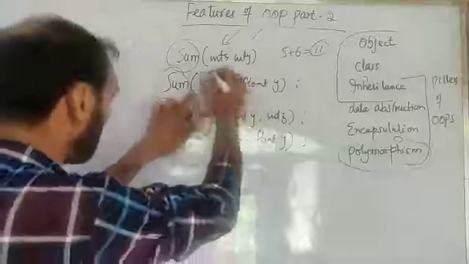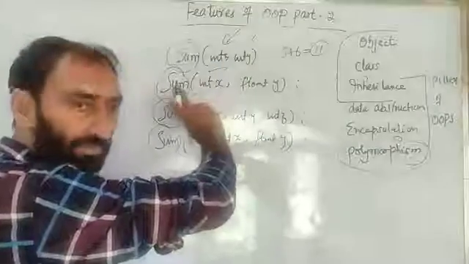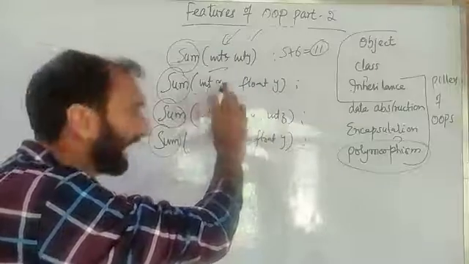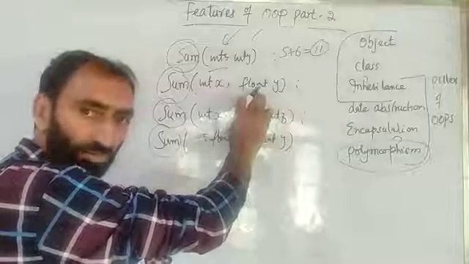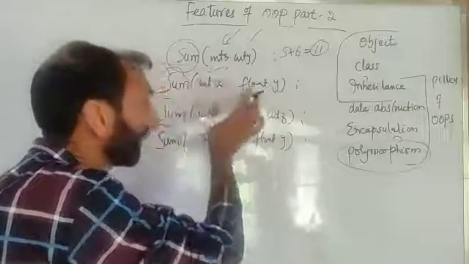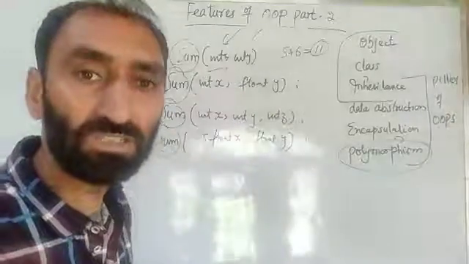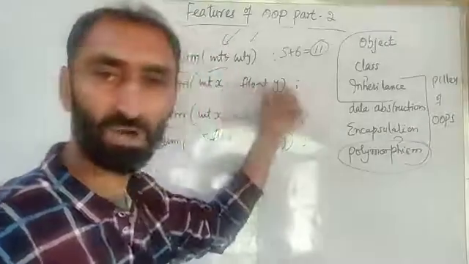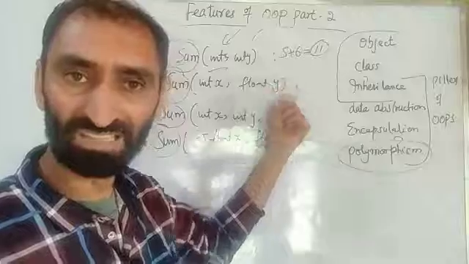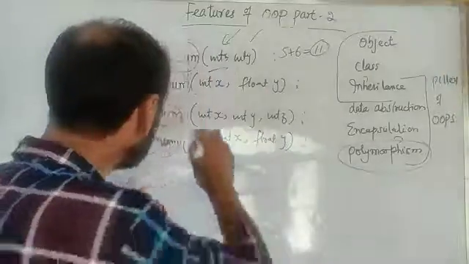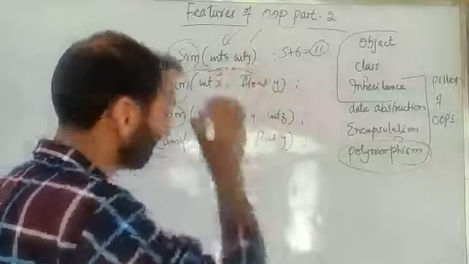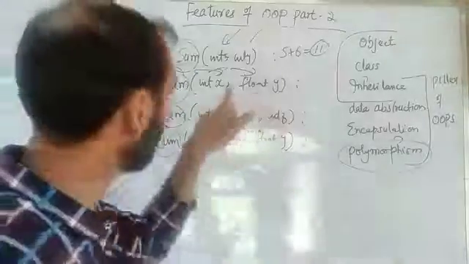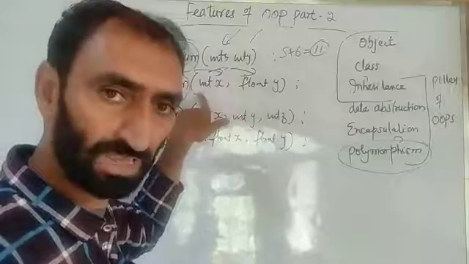Here the name is sum, but it takes two arguments. The first argument is integer and the second argument is float. Here also it performs the addition of two numbers, but of two different data types. The working is the same, but according to these arguments, or you can say parameters, it behaves differently. Here it performs the addition of one float and one integer.